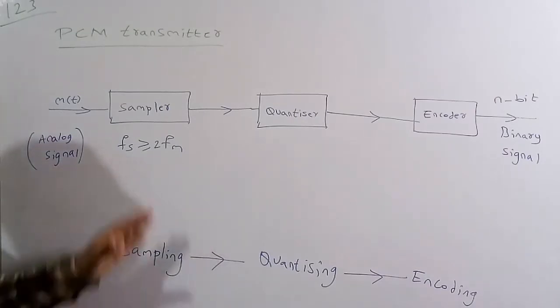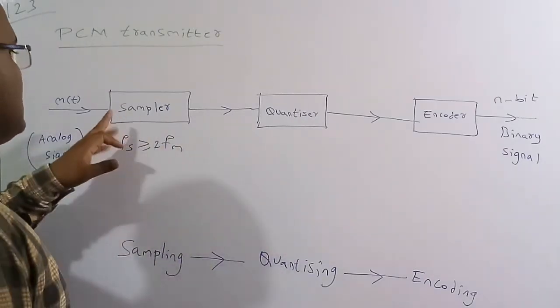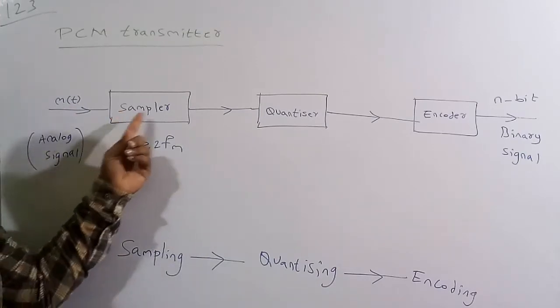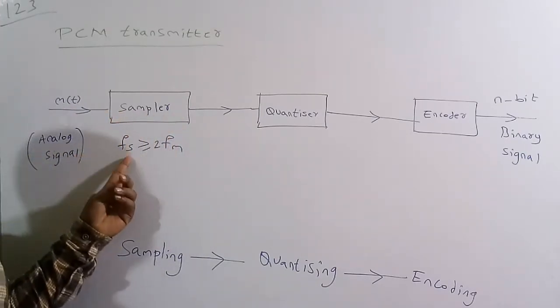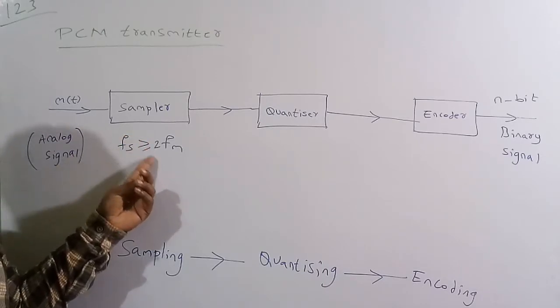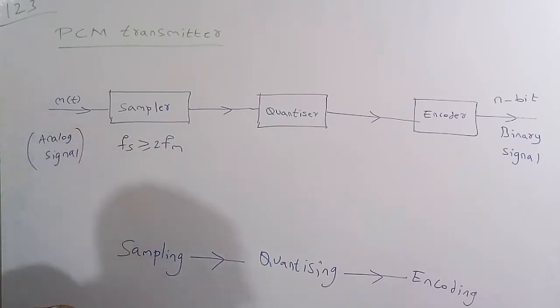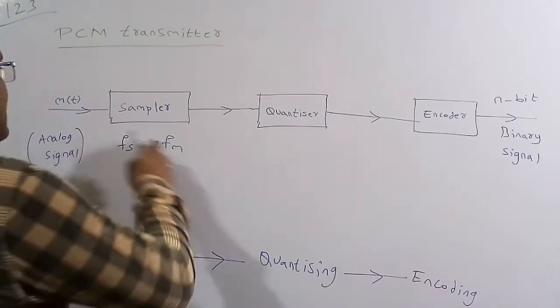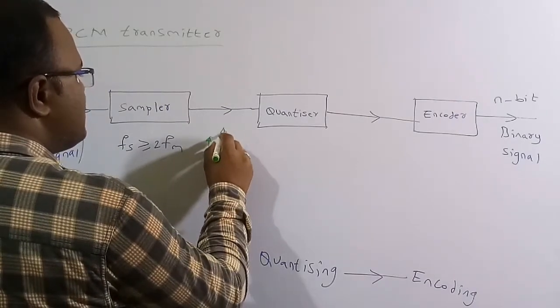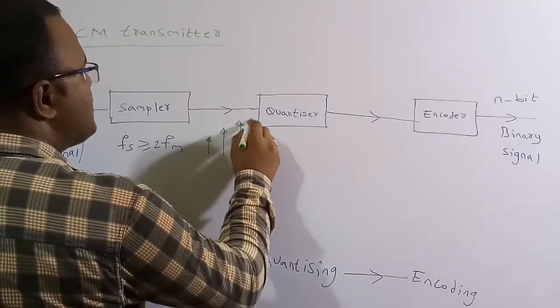So here is the block diagram of the PCM. See, the message signal m of t is an analog signal. First we are going to use a sampler. With the help of the sampler, the sampling frequency should be greater than or equal to twice the maximum frequency of the message signal. So we have to sample like this. Whatever this analog signal is, finally we are going to get impulses of different amplitudes.